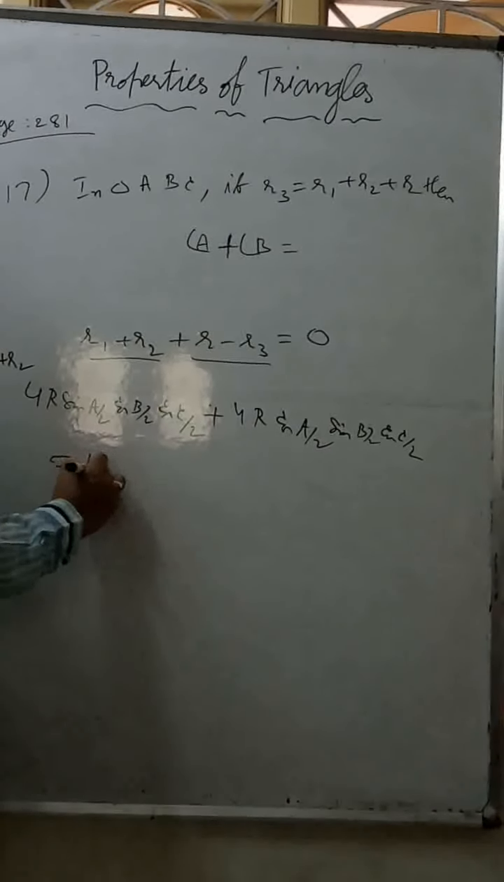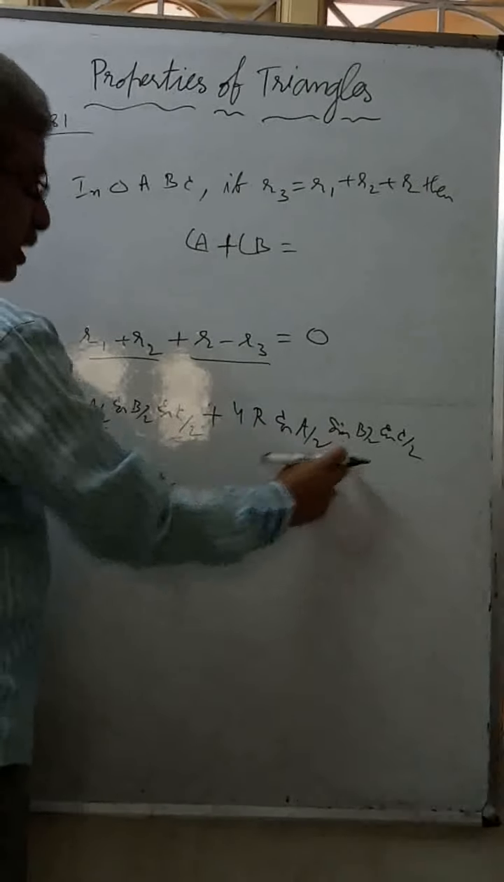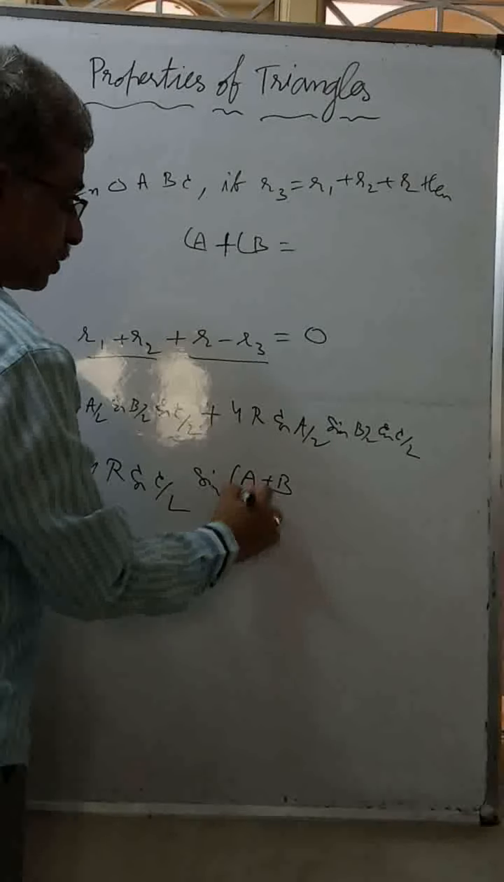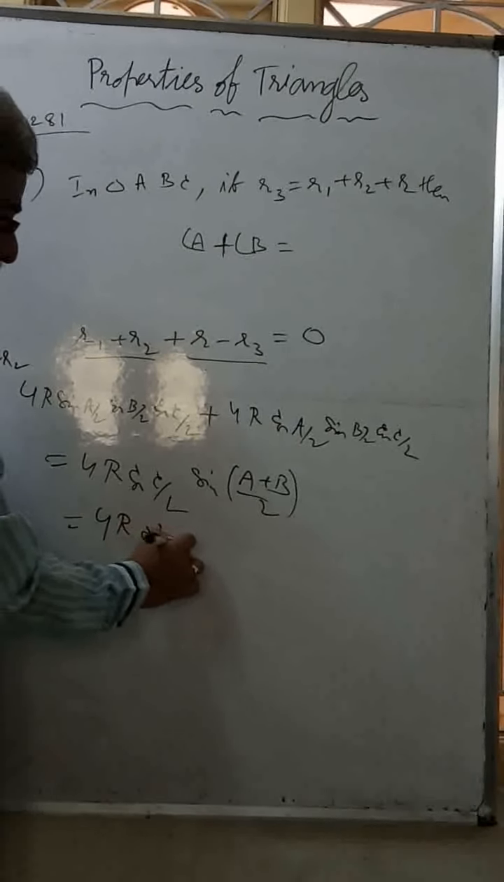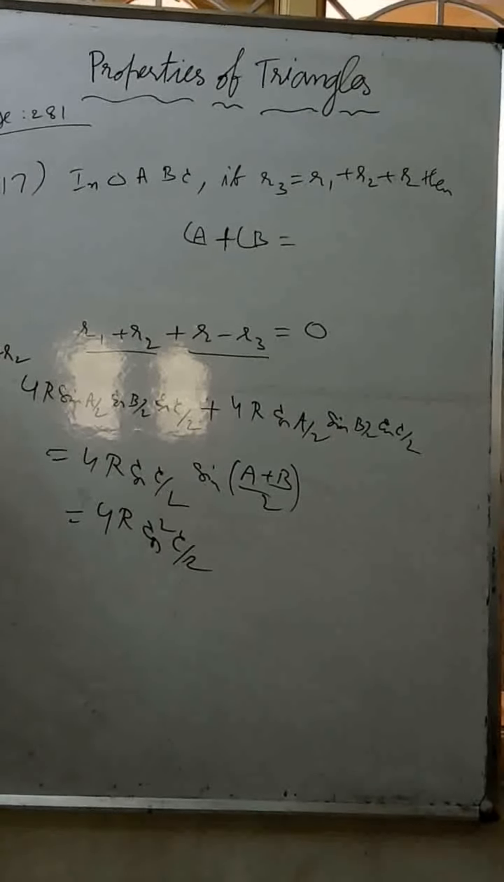If we take 4R into cos C by 2 common, this becomes sin A cos B plus cos A sin B. Sin of A plus B, means sin of A plus B by 2, is cos C by 2. Becomes 4R cos square C by 2.